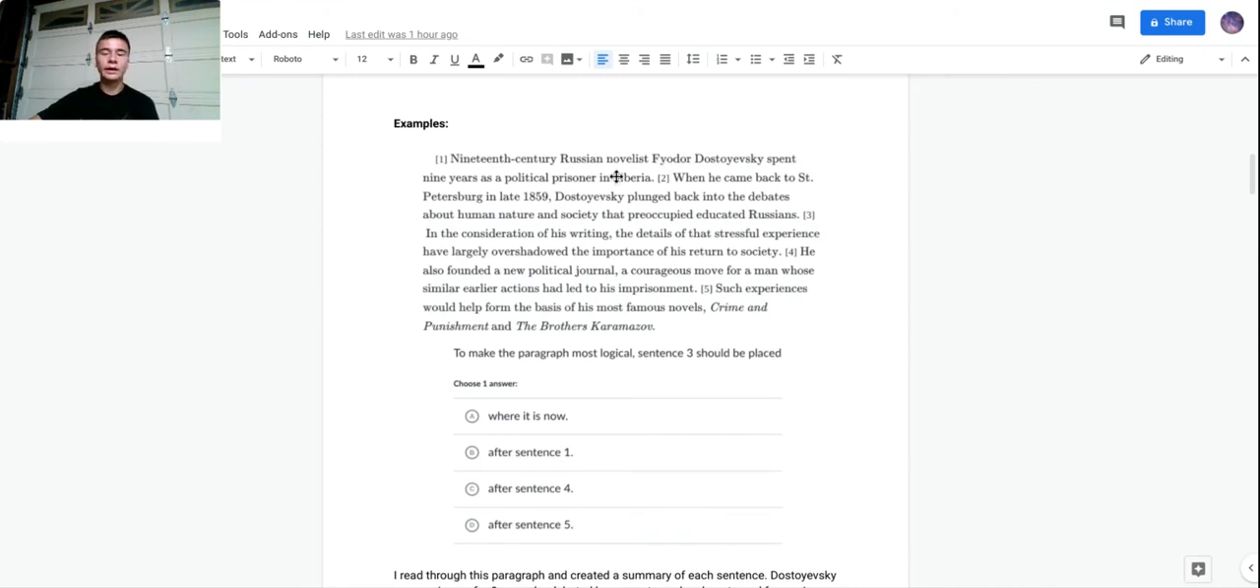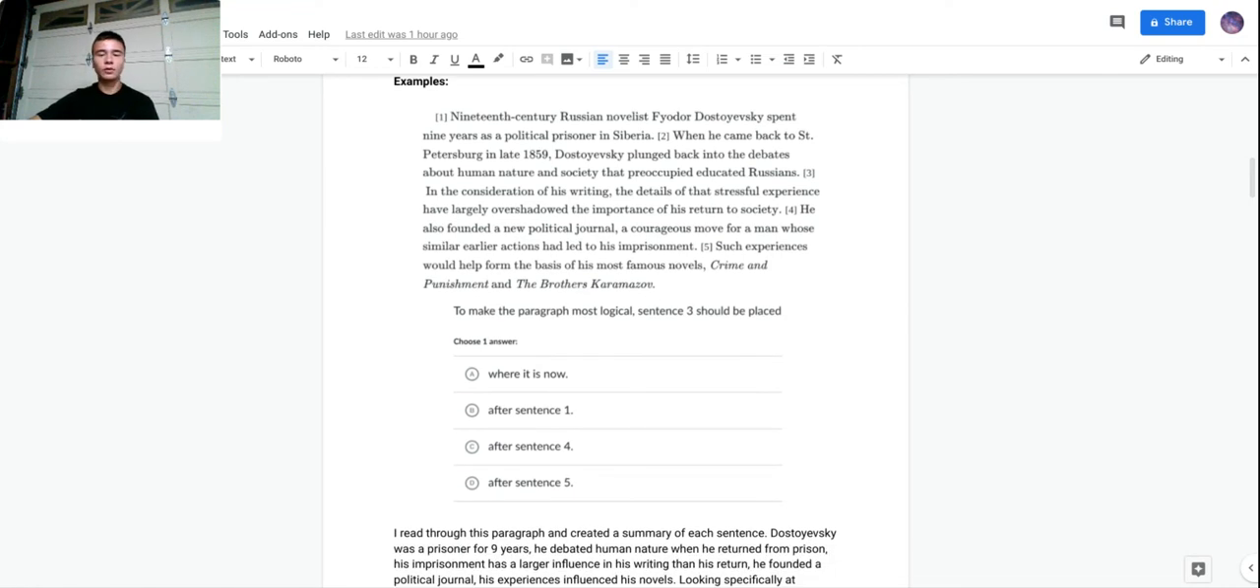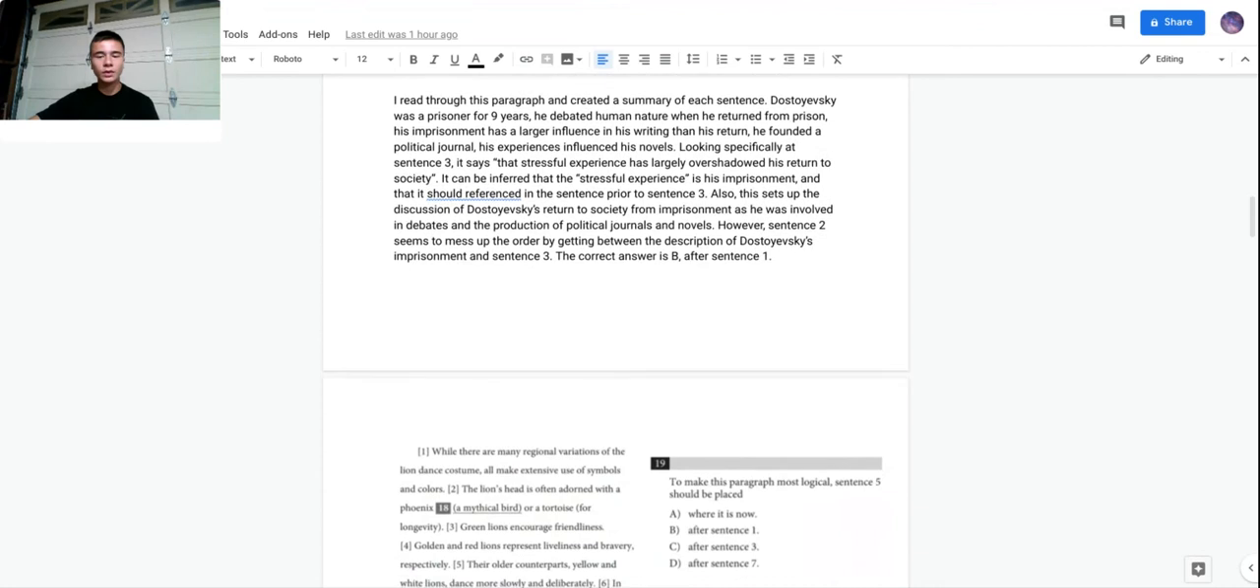If you want further confirmation of this answer, you can see that at the end of sentence three, it says the details of that stressful experience have largely overshadowed the importance of his return to society. And then sentence two talks about his return to society. And yeah, so that's pretty much it for that question.